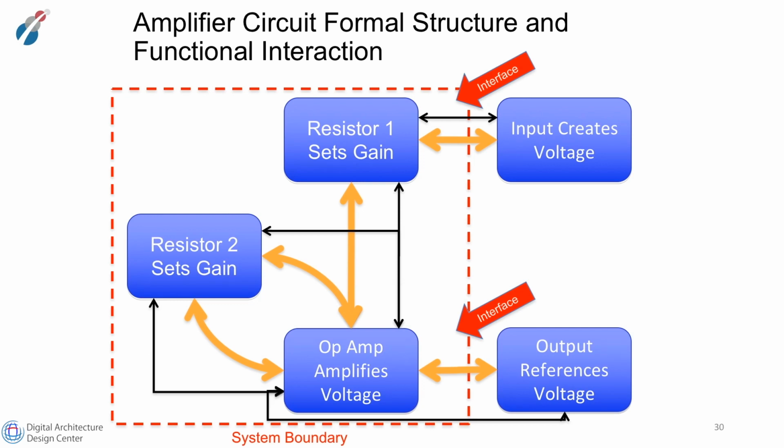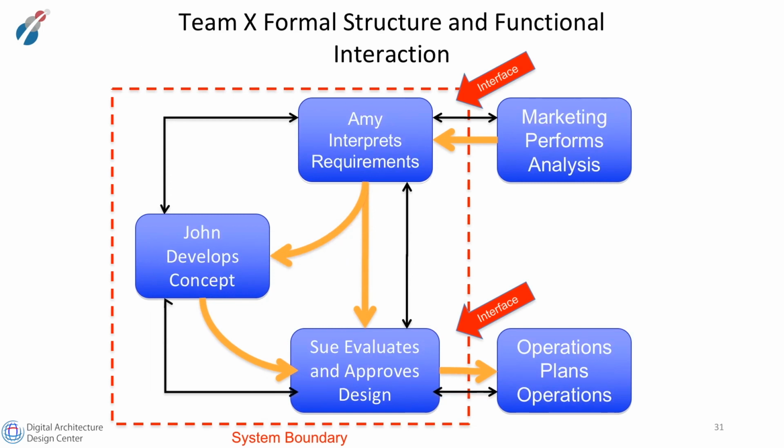One of them serves, of course, as the reference voltage against ground. Our Team X, our design team, gets inputs, for example, from marketing. And so marketing performs an analysis, and requirements are being transmitted from the marketing team to Amy, who interprets these requirements for the rest of the team. And then the output of the team, which is the design that they suggest, is passed on outside the system boundary of the team, for example, to the operations team.